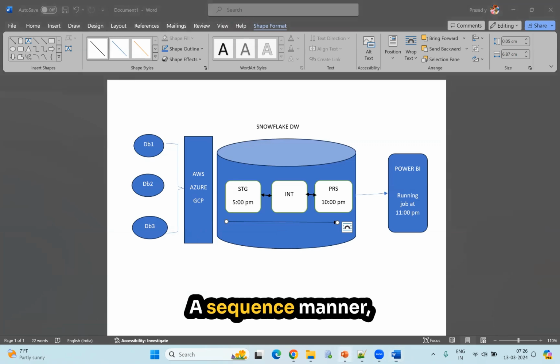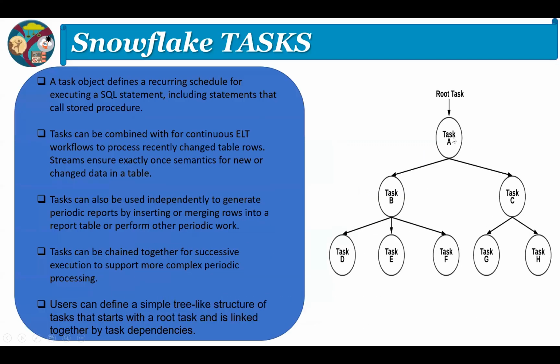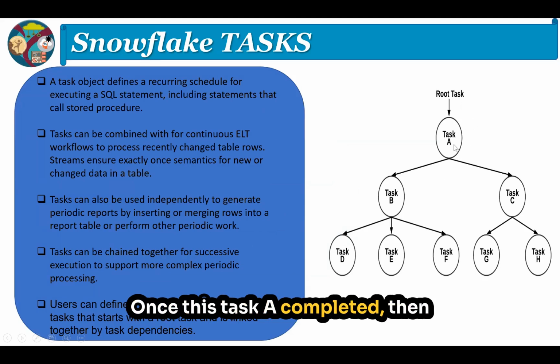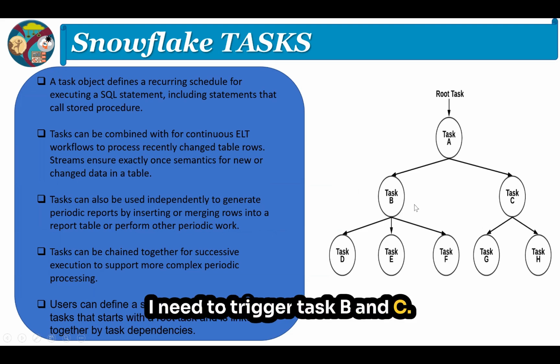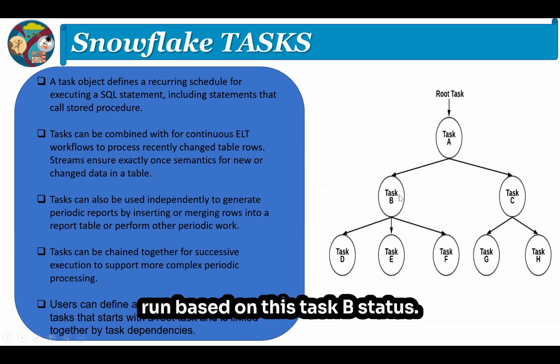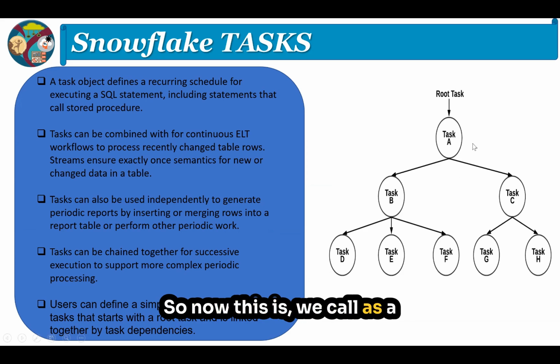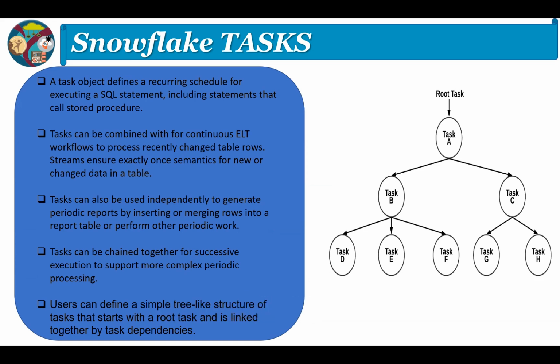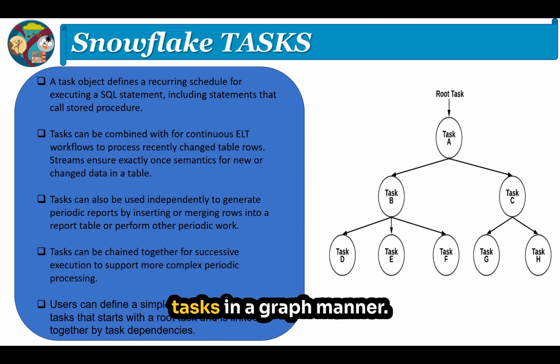In a sequential manner, which means if you see here, there is a task A. This is a kind of root task. Once task A is completed, then I need to trigger tasks B and C. Once task B is completed, then task D should run, E should run, and F also should run based on this task B status. So this is what we call a DAG, directed acyclic graph. So now you are running these multiple tasks in a graph manner. That is what we call a DAG in technical terms.